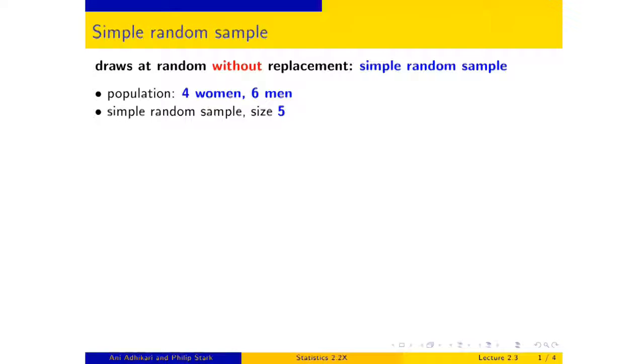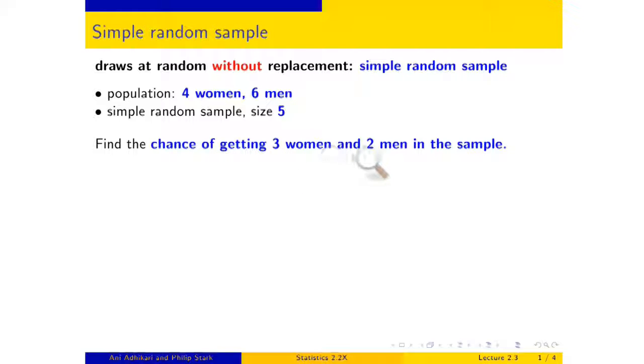So let's take a population that has 4 women and 6 men. Yes, it's a tiny population, but we'll start small. And suppose we're drawing a simple random sample of size 5. What does that mean? That means we are drawing 5 times at random without replacement from these 10 people. And the question I'm asking is, what is the chance of getting 3 women and 2 men in the sample? Is that possible? Sure, it's possible. 3 women plus 2 men equals the 5 people, so this adds up correctly. And you can certainly get 3 out of 4 women and 2 out of 6 men.